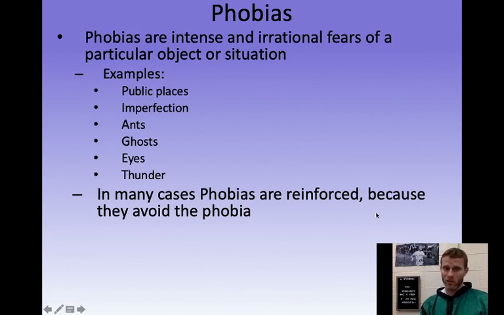The most common one is probably fear of public places, fear of being out in open space. We call that agoraphobia. That's one the book really wants you to know. That's one the AP test really wants you to know. So know about agoraphobia. I'll cover that in a second. Fear of imperfection, fear of ants, fear of ghosts, fear of eyes, fear of thunder, fear of almost anything. Like I said, you go on phobialist.com and it's ridiculous how many different phobias are listed there with scientific names for each one of them. One example is the phobia of long words, which is a 32-letter word, which somebody had some fun with.